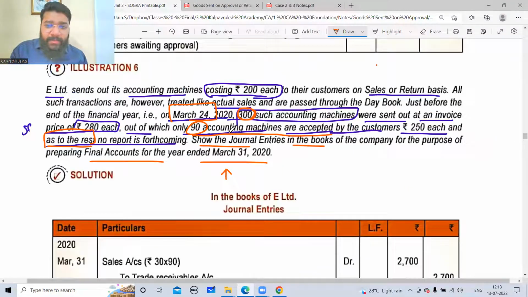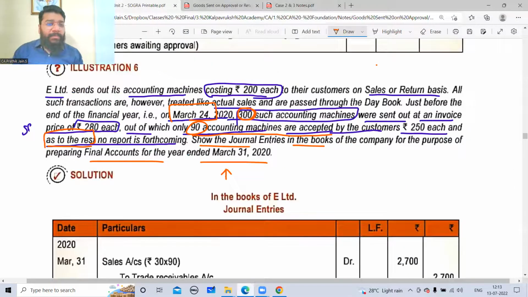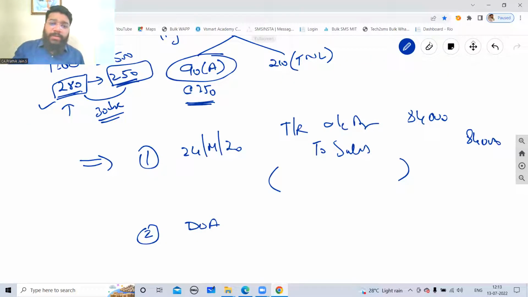Second entry will be on 31st of March, when the acceptance is done. Acceptance entry is not given. On the date of acceptance, have they given the acceptance date? Since the date of acceptance is not given, we presume that 31st March is the date of acceptance.